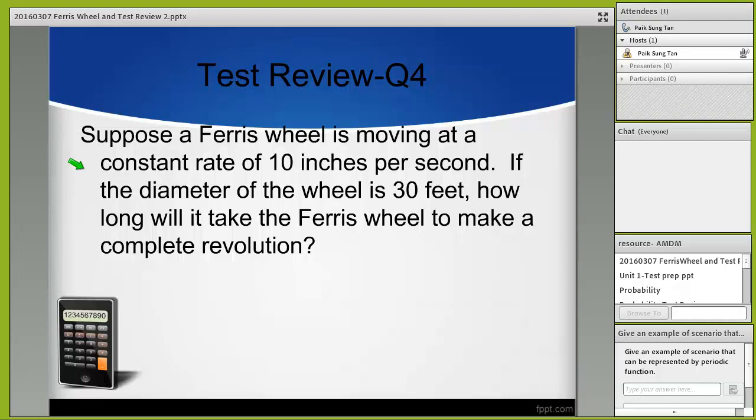Test review question 4. Suppose the Ferris wheel is moving at a constant rate of 10 inches per second. If the diameter of the wheel is 30 feet, how long will it take for the Ferris wheel to make a complete revolution? Okay. If you're not sure what they're talking about, sometimes you can draw it out. Moving at a constant rate of 10 inches per second. And you need to know 1 foot is 12 inches.